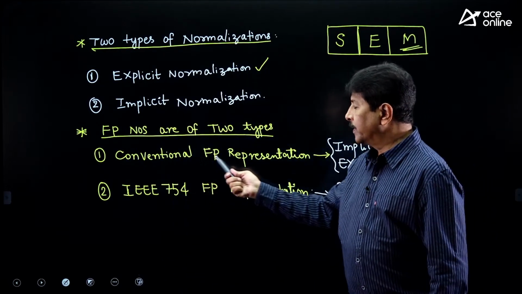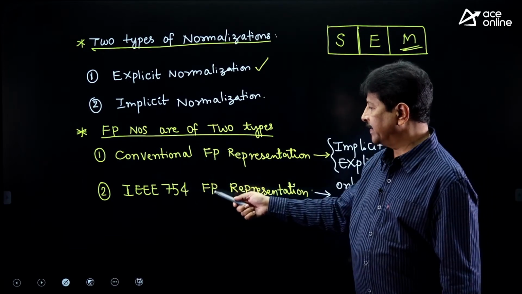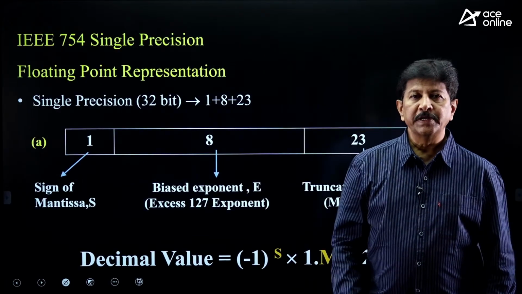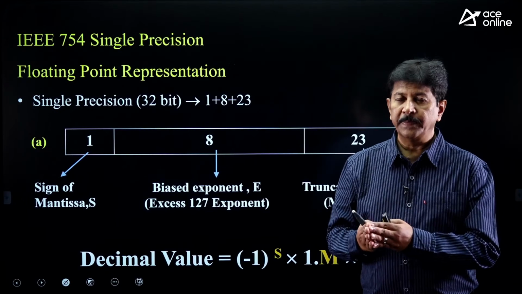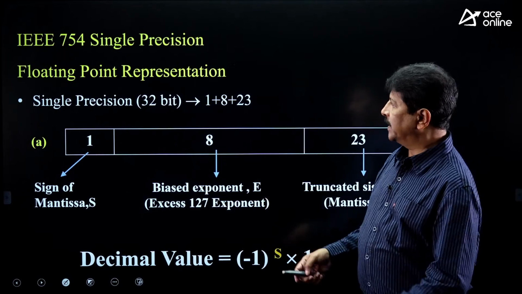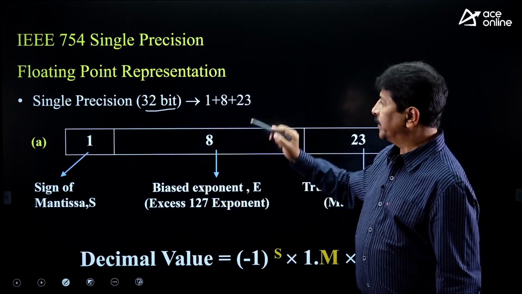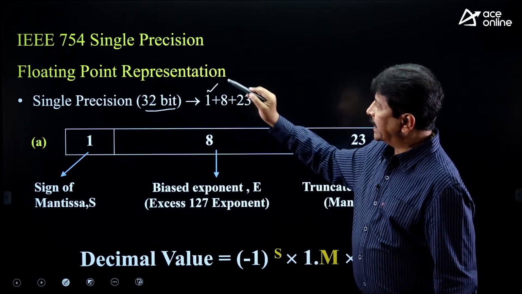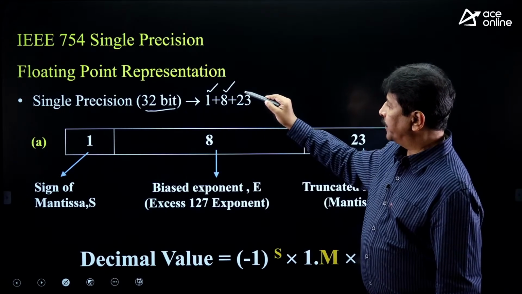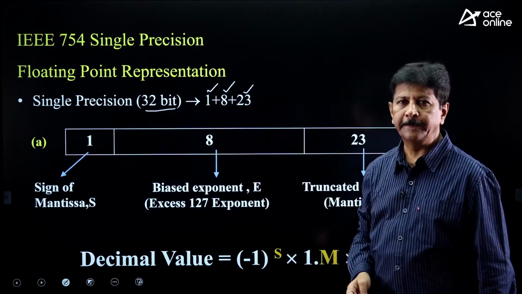Conventional floating point numbers have a few drawbacks. To overcome that, we go for the IEEE 754 floating point representation. In IEEE 754, we have single precision and double precision. I take only single precision, which uses 32 bits: 1 plus 8 plus 23. The first bit is for the sign of the mantissa, the next 8 for the biased exponent, and the next 23 for the mantissa.